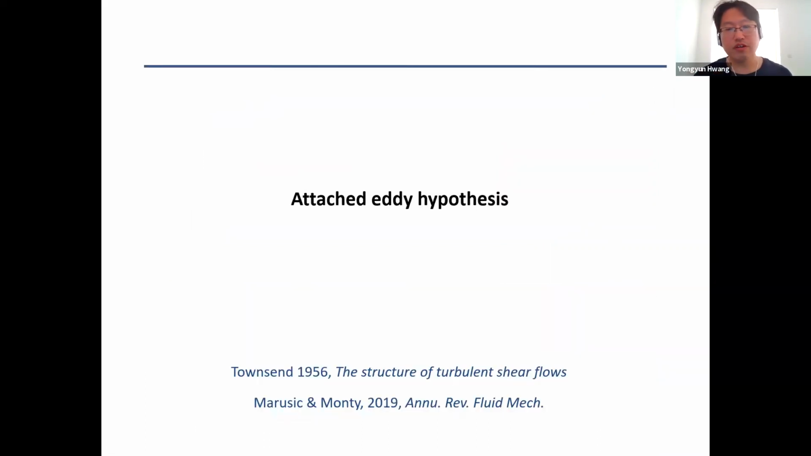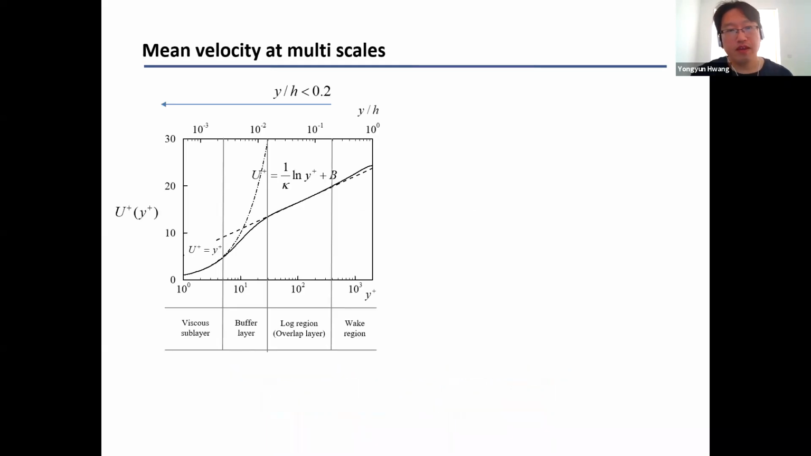So let me first start from the general structural organization of the flow, which was hypothesized by Alan Townsend roughly half a century ago, and there was a review paper by people at Melbourne, Ivan Marusic and Jason Monty. It's easy to start from the mean velocity, because the mean shear is the source of the coherent structures, or energy-containing eddies, or turbulence whatsoever.